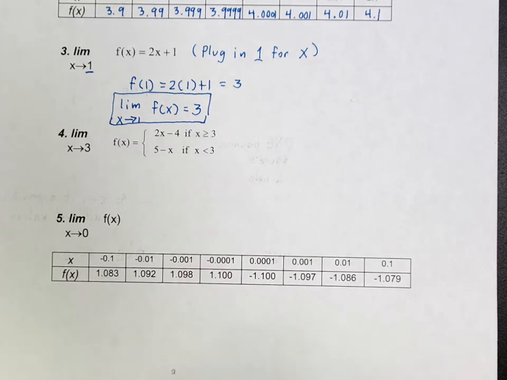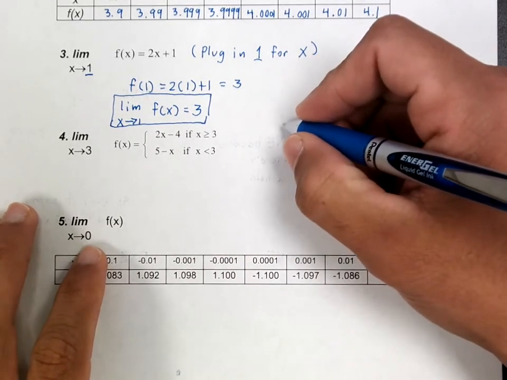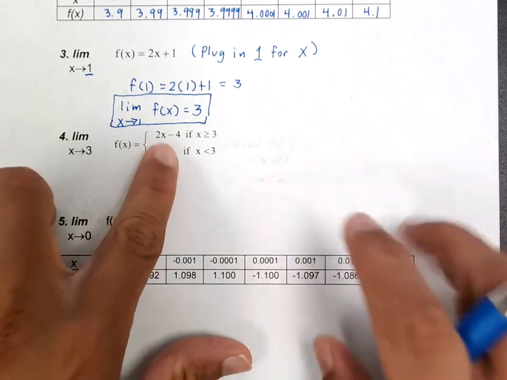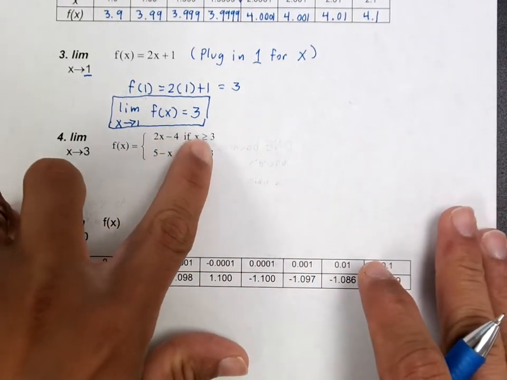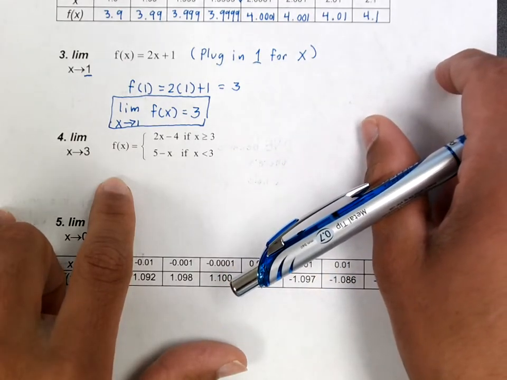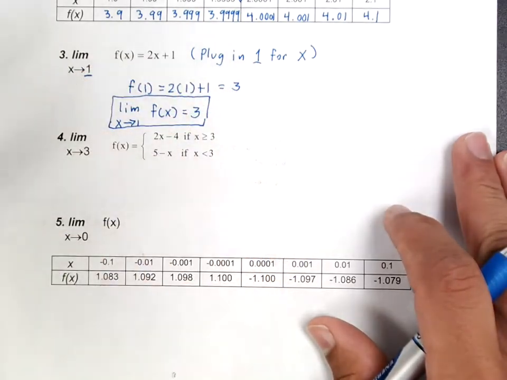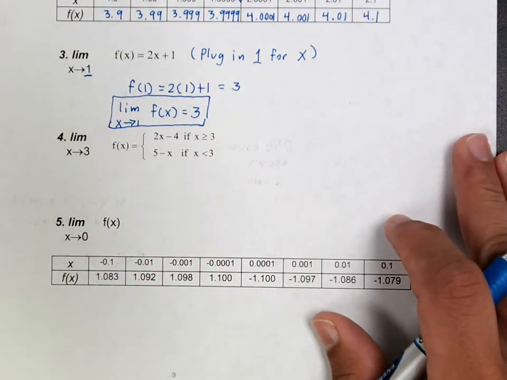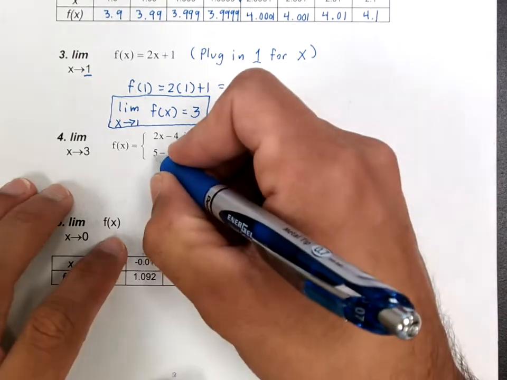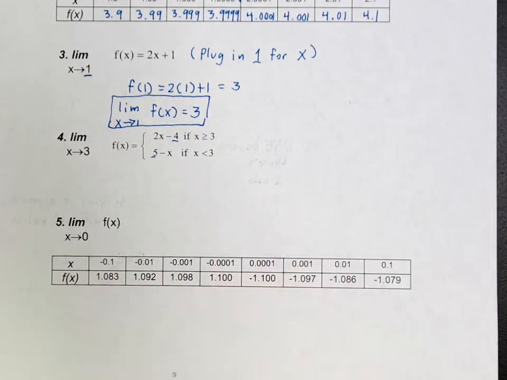Now number 4 is almost the same thing, except this is a piecewise function. I don't really want to draw this, but you have 2x minus 4 if x is greater than 3. So to the right, you're going to have some kind of linear function. And if x is less than 3, then to the left of it, you're going to have a different type of line, at a different spot, because the y-intercepts are different. So this is actually not too bad.